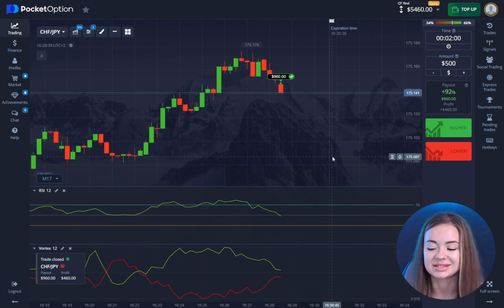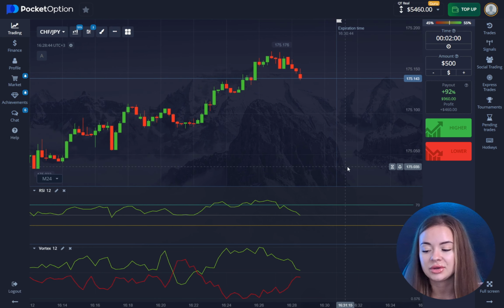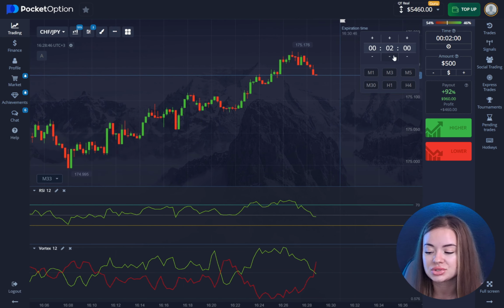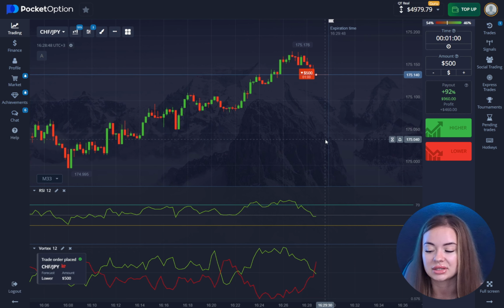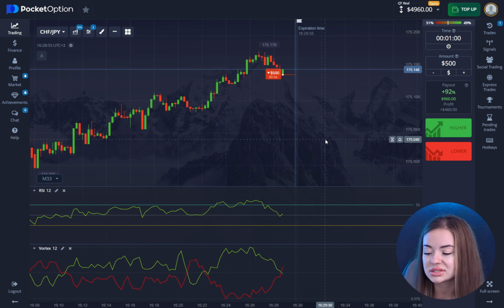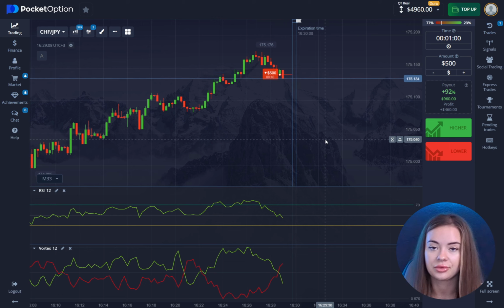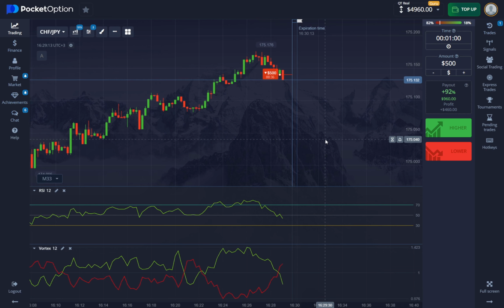The trade was successful. Let's continue. We see that the RSI value has exited the overbought zone and is continuing to decline, being around 50, which is the neutral zone. We also see that the Vortex lines recently crossed, with the red line crossing the green line from below. This indicates the strength of the downward movement. I open another down trade for $500.